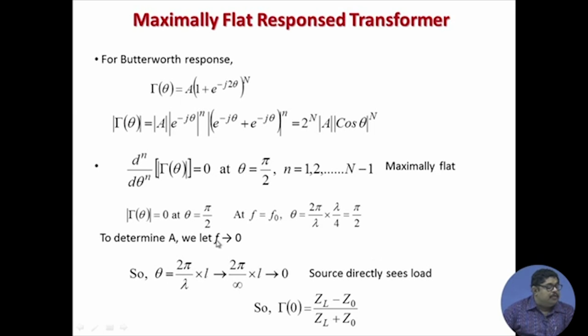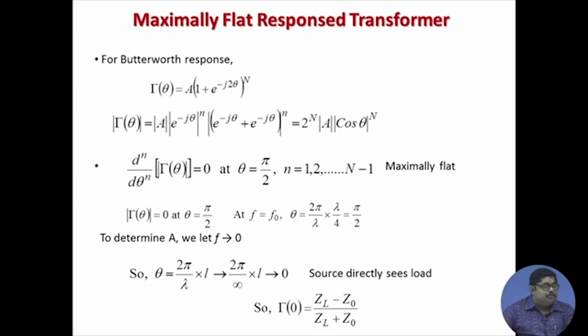Now, if we put frequency 0, hypothetically, frequency 0 means the wavelength is infinity. So, 2 pi by infinity, this theta also becomes 0. So, f becoming 0 means theta 0, and we get gamma of 0. Now, what is the meaning of theta 0, electrical length of the section 0? That means there is no transmission line, the source is directly seeing the load.